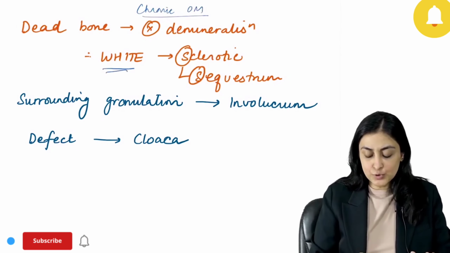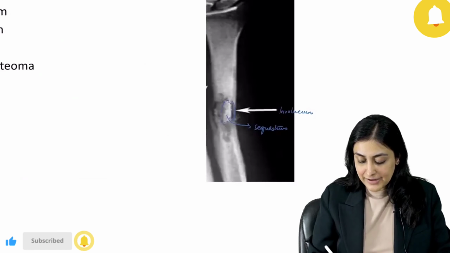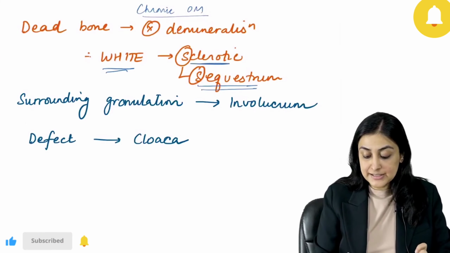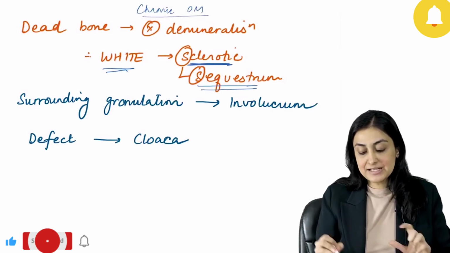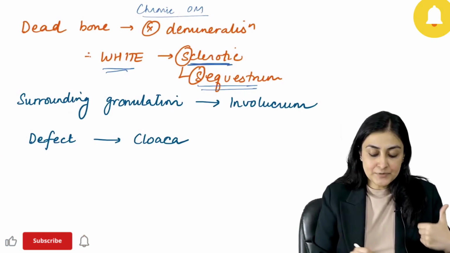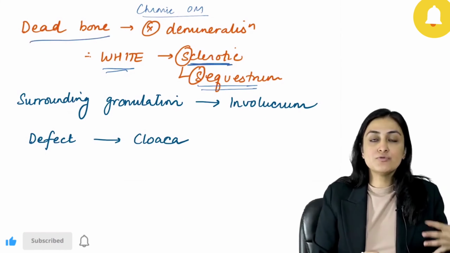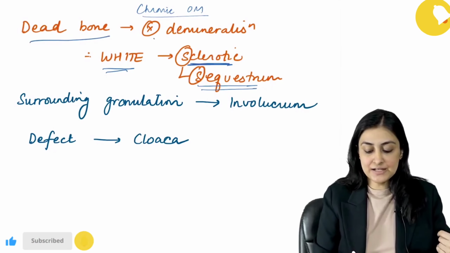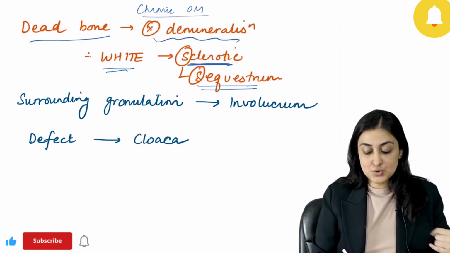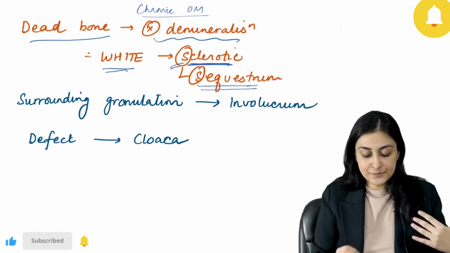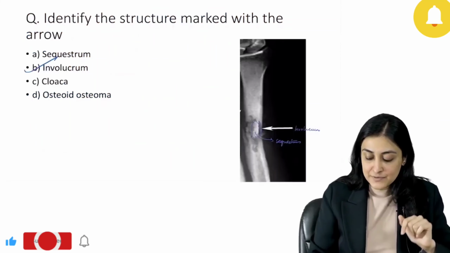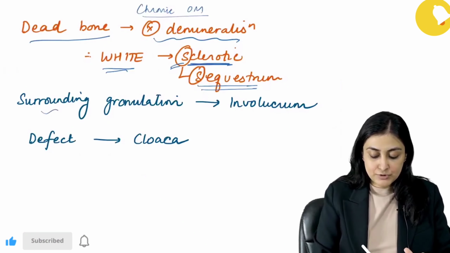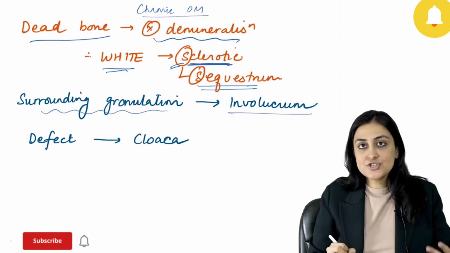So the central white bone that we were seeing here, that is called the sequestrum. Remember, white, sclerotic: S for sclerotic, S for sequestrum. Why is it white? It is the dead bone, the central dead bone which is not getting demineralized. Because it is a dead bone, there is no vascularity, so there will be no demineralization. That is why it appears sclerotic. Apart from that, the surrounding rim that was marked, which was loosened, is called the involucrum, because it represents the granulation tissue.